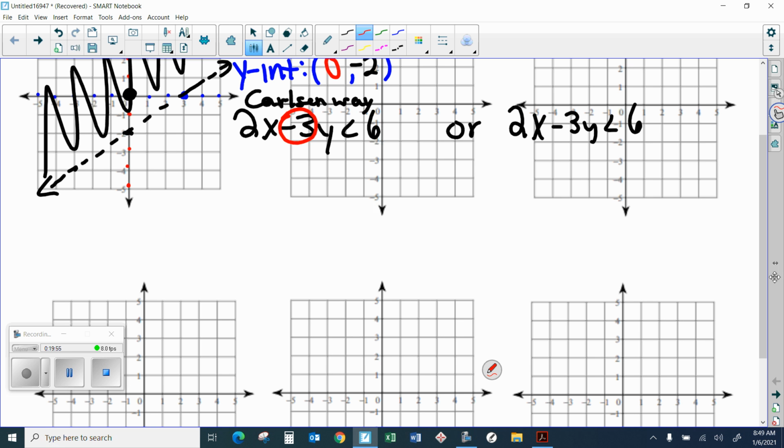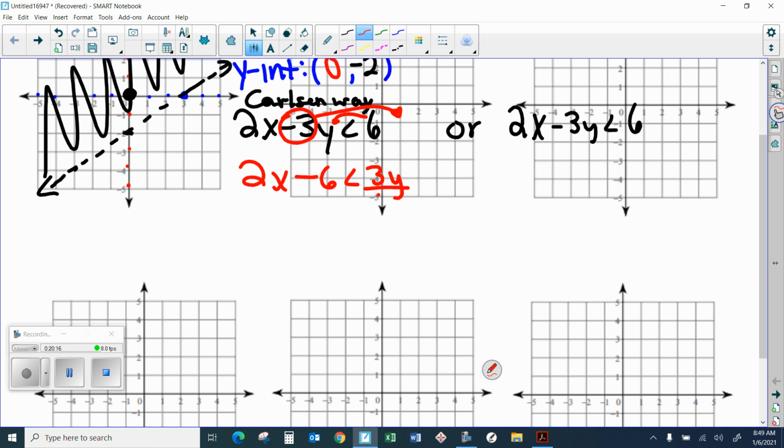Okay, so that's negative, so I'm going to add it across to move it over to the positive side, which means I need to move the 6 across. Of course I'm trying to solve for y. So now I have 2x, move 6 across, becomes negative 6 less than 3y. Okay, and I have one last step to do.